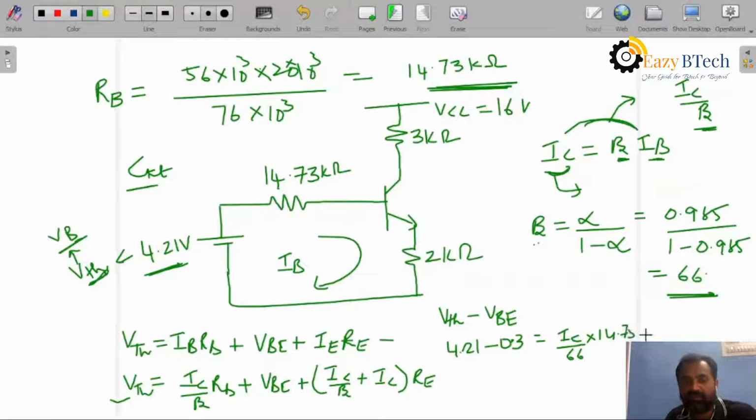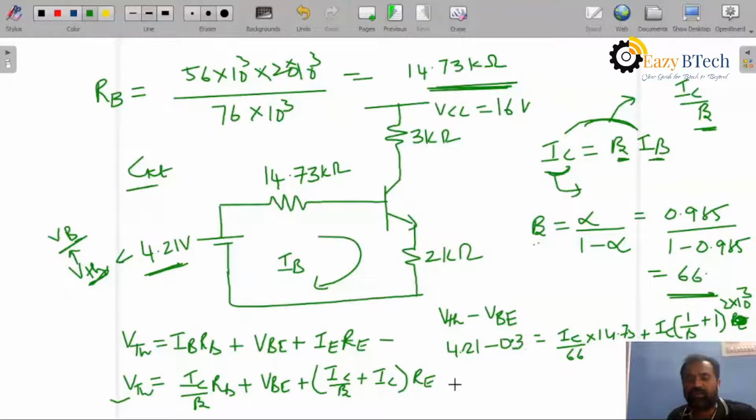14.73 kilo ohm plus, here if you make the IC common, you will write as 1 by beta plus 1, means 1 plus beta by beta into RE. From here the only unknown term is RE, you know, RE is 2 kilo ohms. This RE is 2 into 10 power 3.